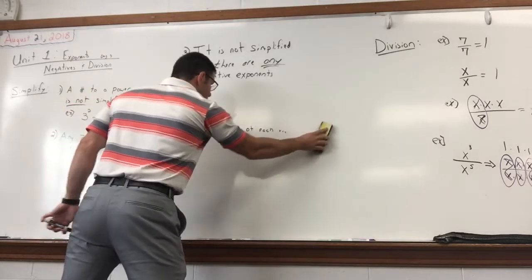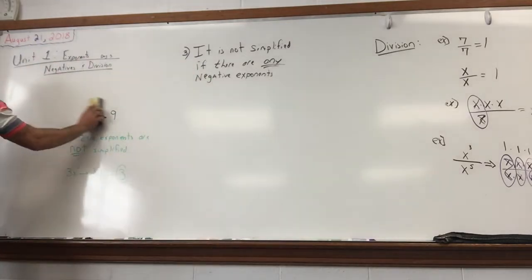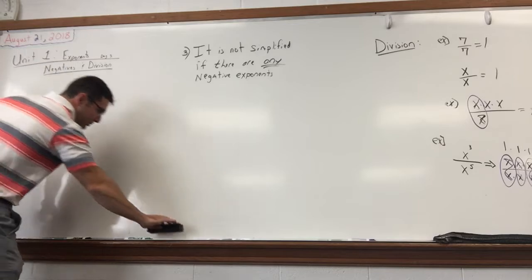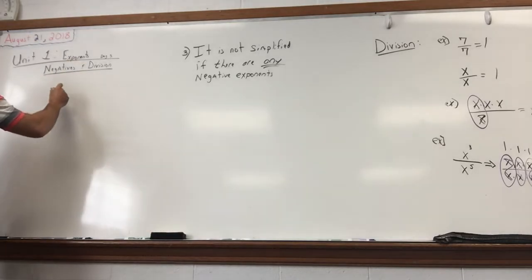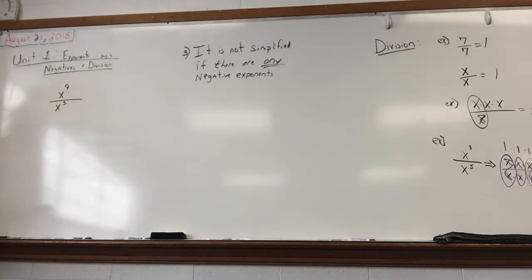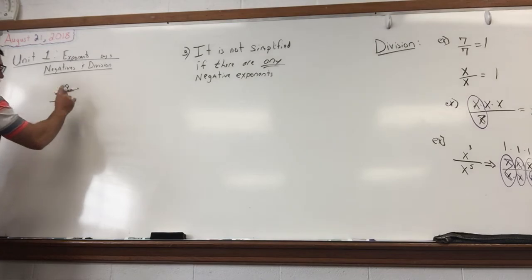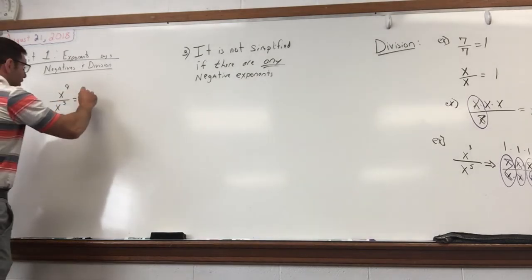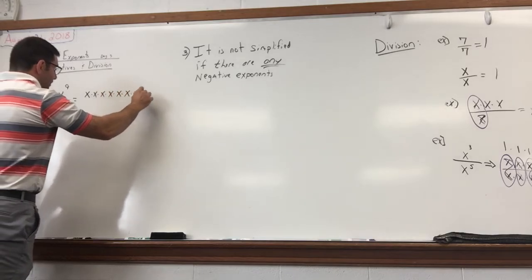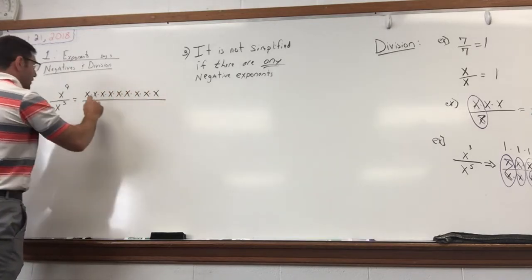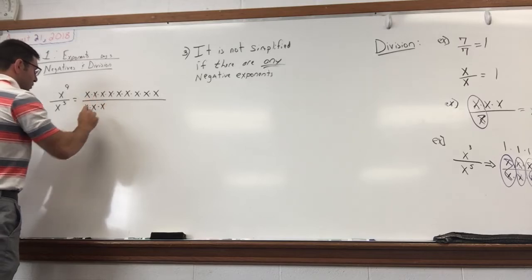So, let's do a couple more examples. Let's see if you guys can figure out a rule, because I don't want to have to keep expanding these numbers out. Let's say I've got x to the 9th over x to the 3rd. Man, I don't want to expand out x to the 9th over x to the 3rd. Oh, well, let's see what happens. Here we go. 1, 2, 3, 4, 5, 6, 7, 8, 9. 1, 2, 3.